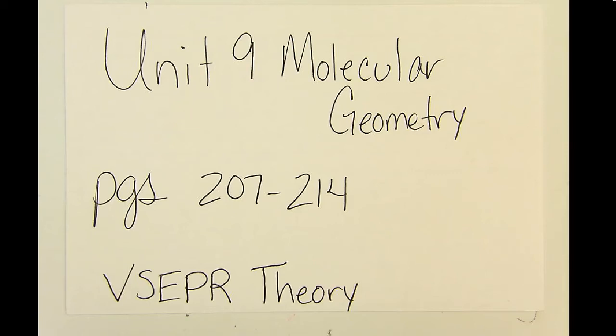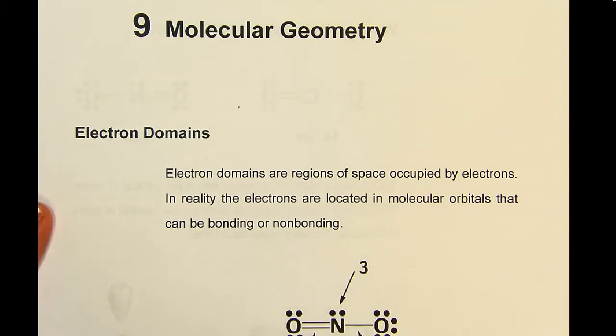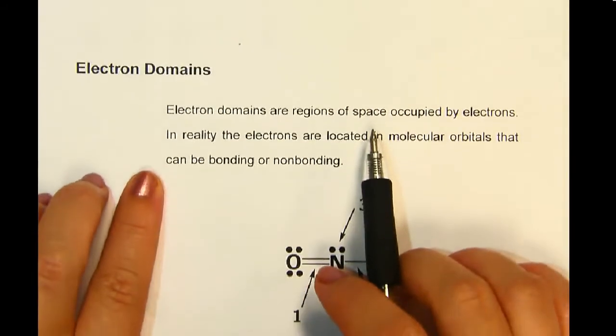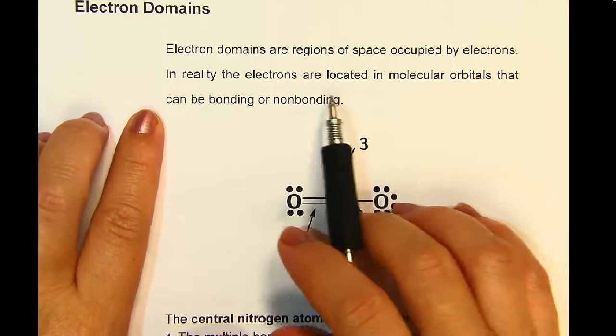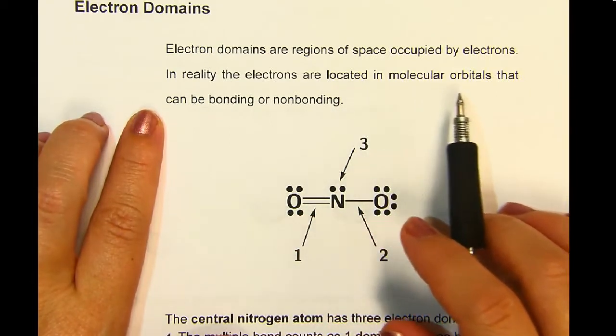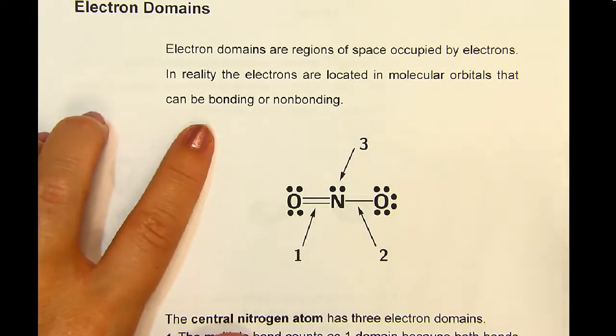Unit 9, Molecular Geometry, pages 207 and 214, VSEPR Theory. We'll start with electron domains. They are regions of space occupied by electrons. In reality, the electrons are located in molecular orbitals that can be bonding or non-bonding.